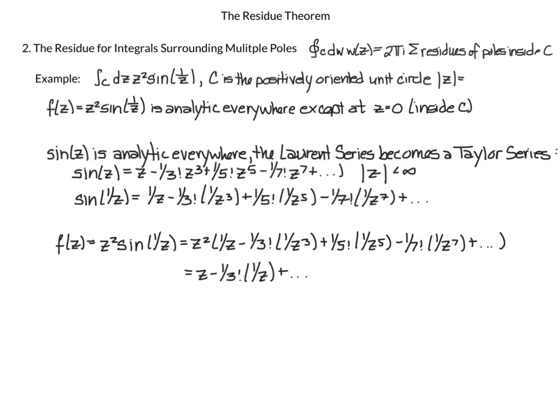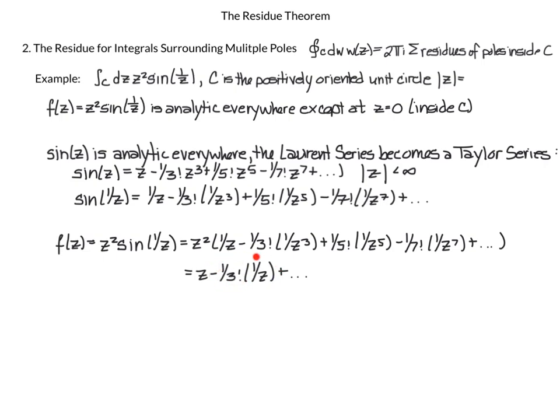And next I'm going to multiply the sine of 1 over z by z squared. So I have z squared times my series, which gives me z squared times 1 over z gives me z. Z squared divided by z cubed gives me 1 over z. This is my c to the minus 1 term, which means my residue is minus 1 over 3 factorial.